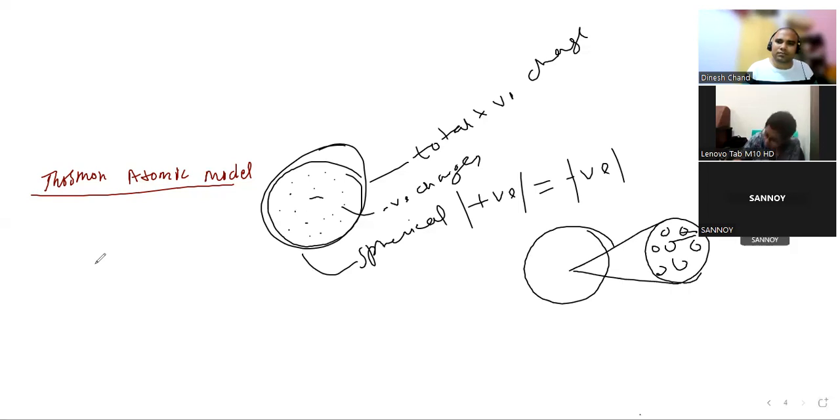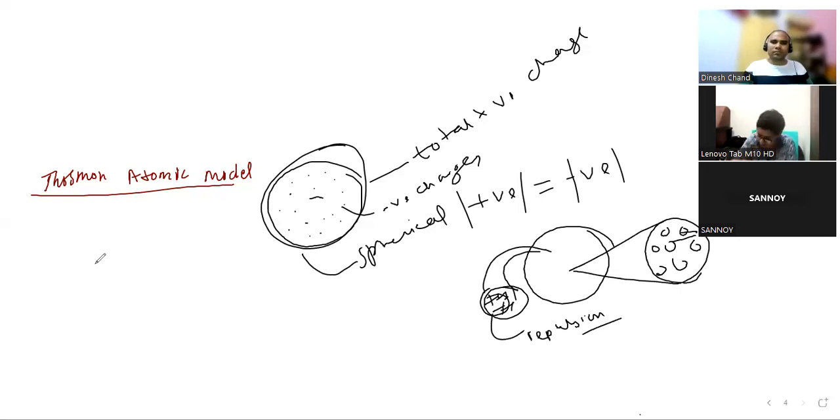Further, if the total thing has positive charges all around, there would be repulsion between positive charges also. So this thing cannot stay together; it will definitely break away. And the second is that it could not explain the formation of ions.